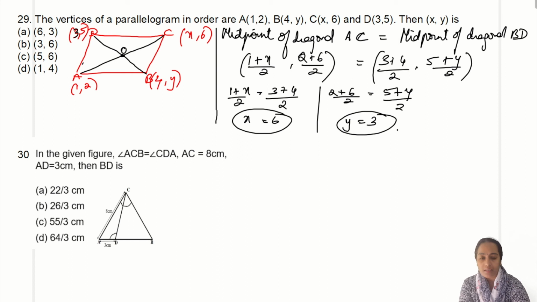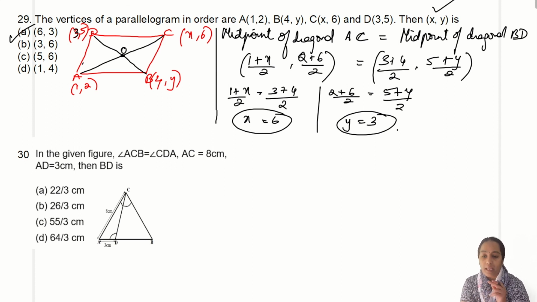The question asks for (x, y). So please be careful. Don't mark it as (y, x) because that option is also there. Only (x, y) is asked in the question. So our answer is going to be (6, 3). You need to be very careful when you're marking the options.